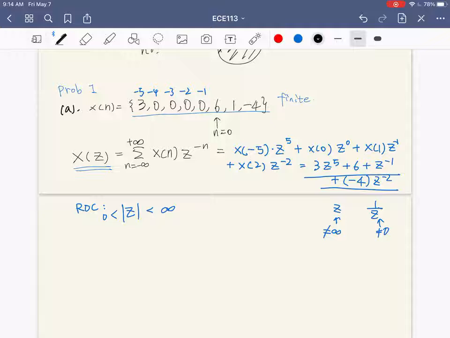Wait, a quick question. I'm just curious about z not being equal to infinity. Isn't it mathematically the case that z would never be equal to infinity anyway? Why would we go through this? The way you say it makes it seem like there's a case where z can equal infinity.